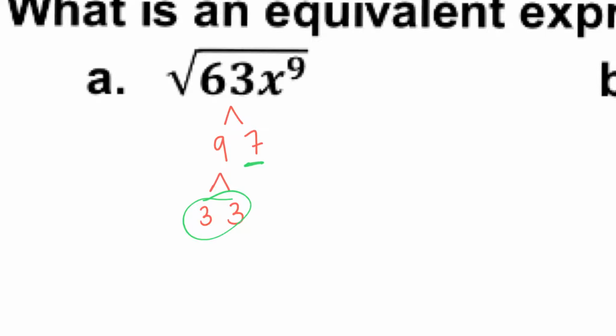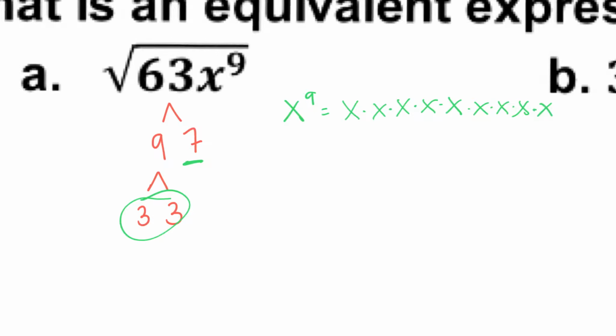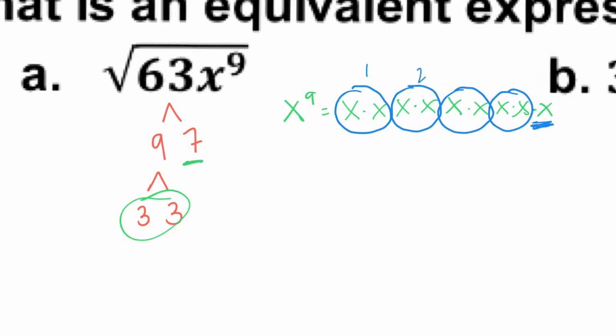However, I have this x to the 9th here, so x to the 9th equals 1, 2, 3, 4, 5, 6, 7, 8, and 9 x's. Now let's circle our pairs here. So I've got a pair here, a pair here, a pair here, and a pair here, and one left over. So this is 1, 2, 3, 4 pairs.